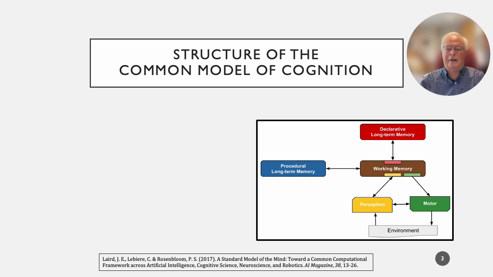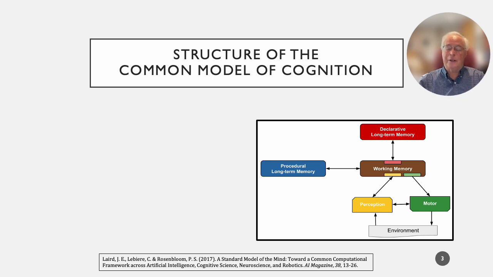Structurally, the common model consists of procedural and declarative long-term memories, plus perception and motor modules that interact with an external environment. There is also a working memory module through which all of these other modules can interact. Although except for the procedural long-term memory, they can only interact with dedicated buffers within the working memory.